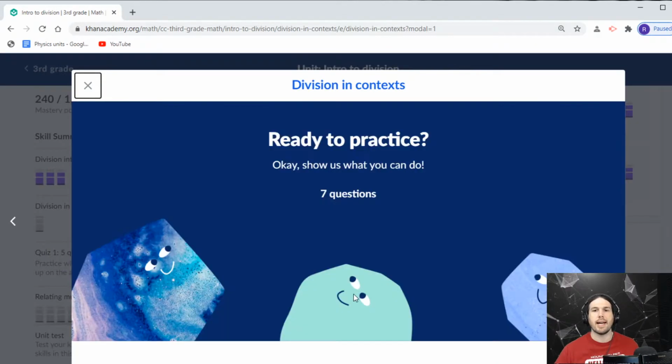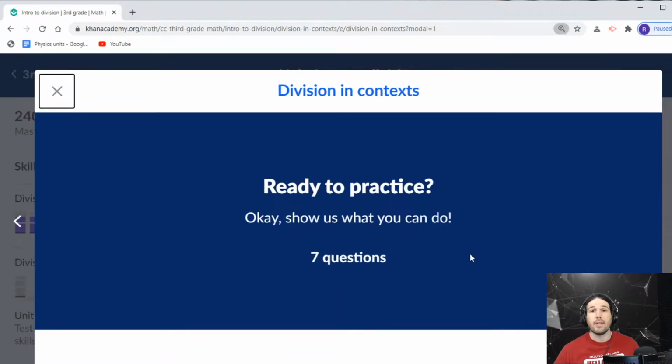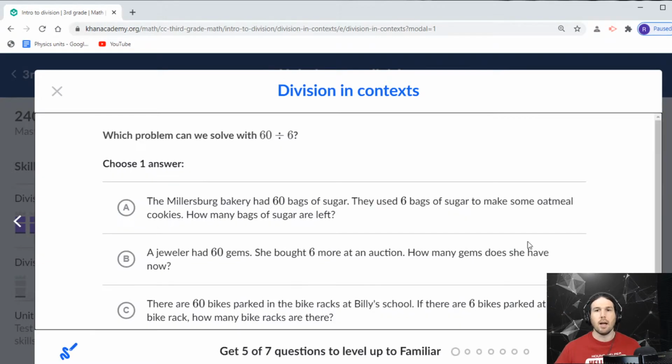Division in context. Now, once again, these are the dreaded word problems. So this time, this topic, I'm going to slow it way down. I'm really going to slow my roll because I want to make sure that everybody feels like they're on the same page. And I want everyone to understand why the words mean what they mean and how you can use them to solve problems. So we have 60 divided by 6.